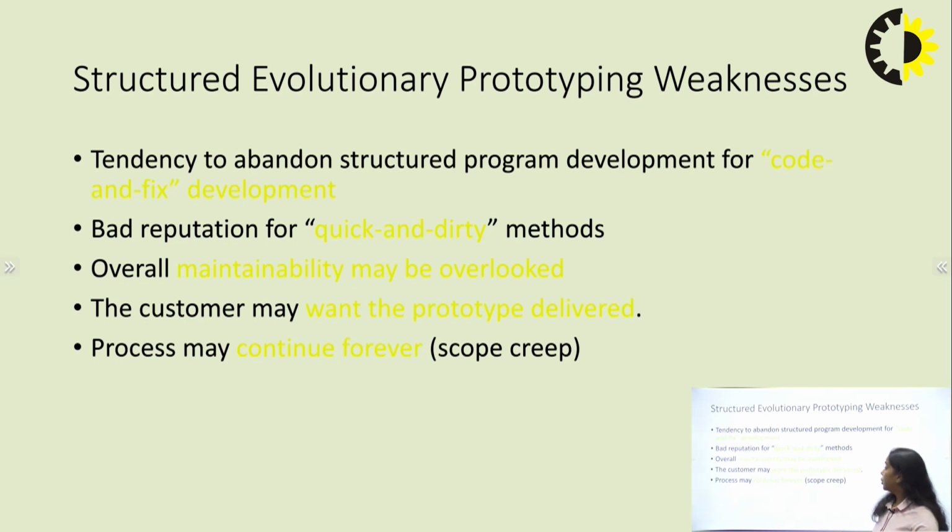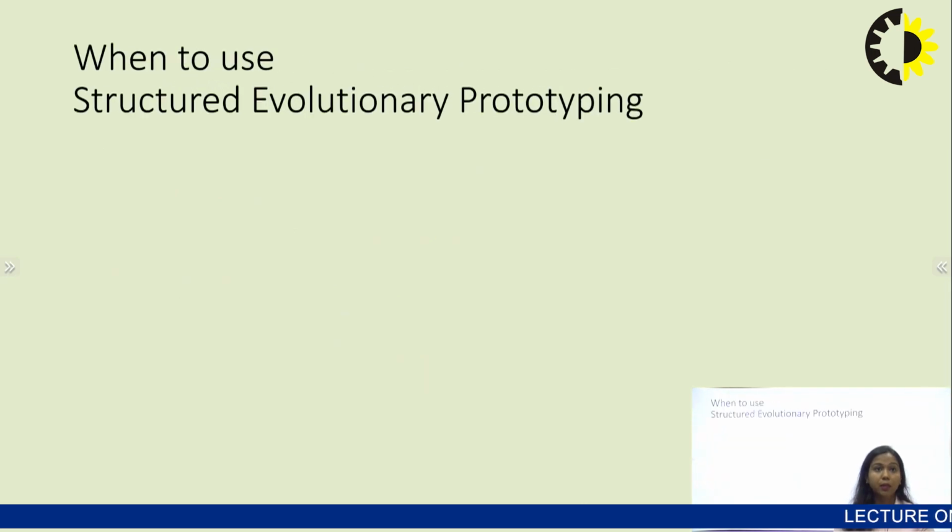The customer may want the prototype delivered as soon as possible, and sometimes the user feels that this prototype is the end product and may take a step back from creating the complete end product if they are satisfied with it, which will cause a loss for the company. So the process may continue forever with scope creep. And sometimes very unexpected and unconditional requirements arise which are not in the budget of the software and are forced on the developers by the customer, which also gives a loss to the developers.